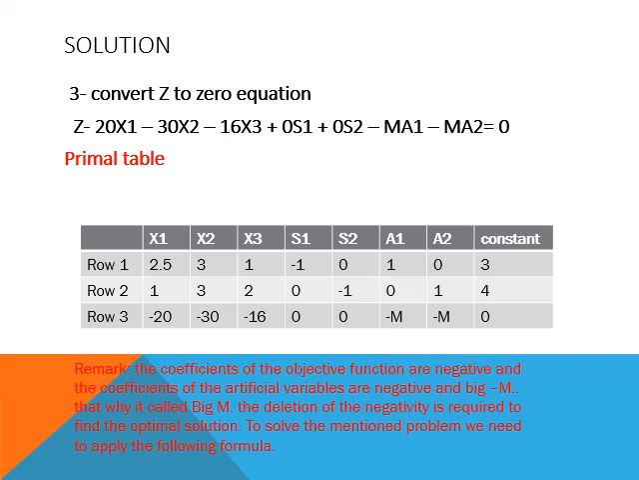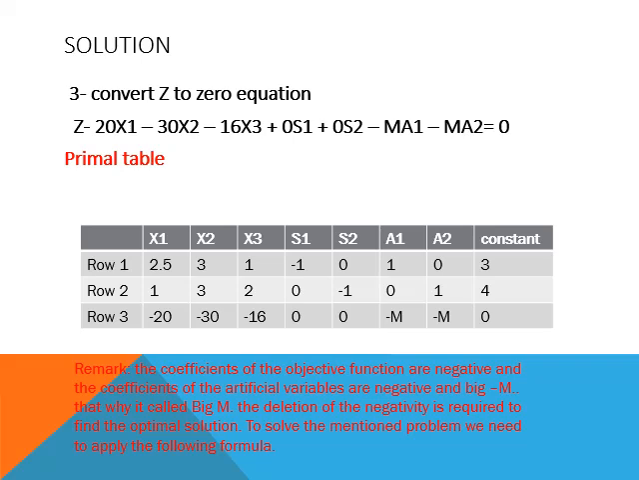Now the first step is to design the primal table. The primal table consists of 4 rows and 9 columns. The upper row represents the non-basic variables x1, x2, x3.